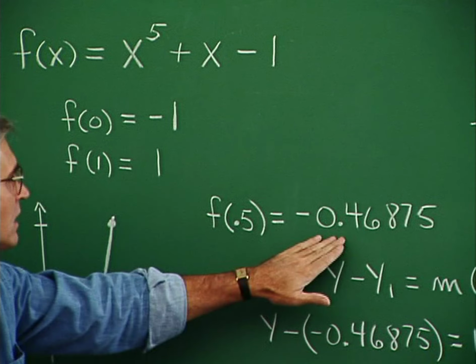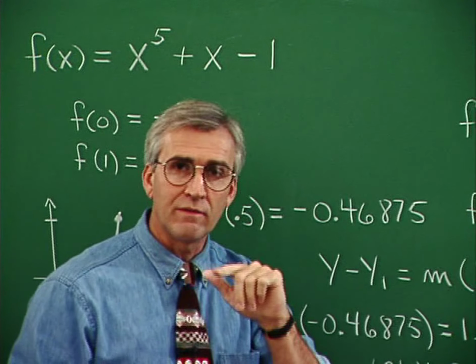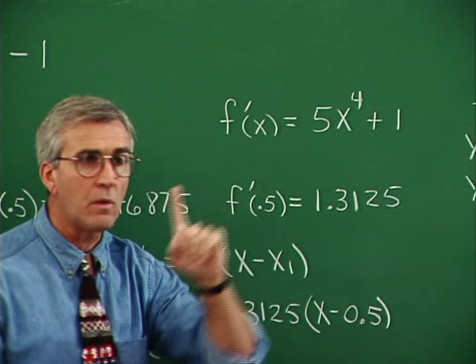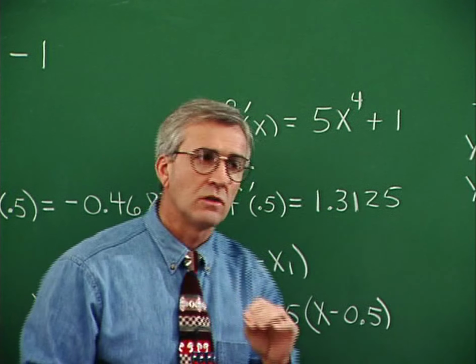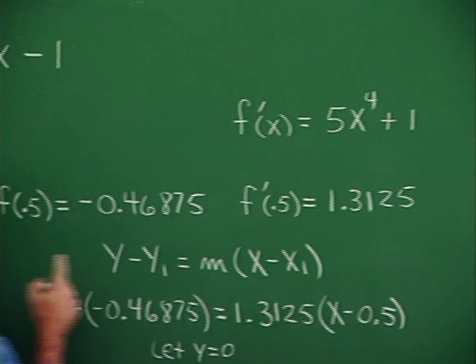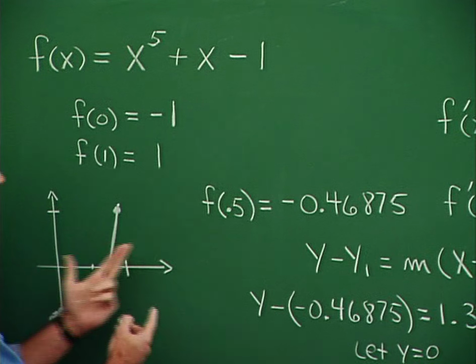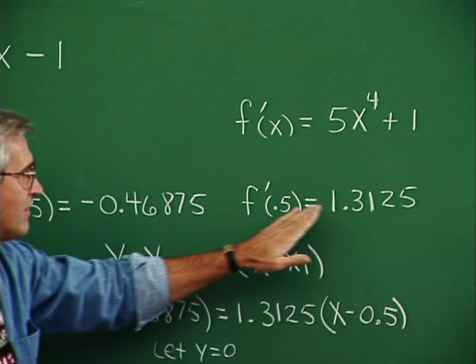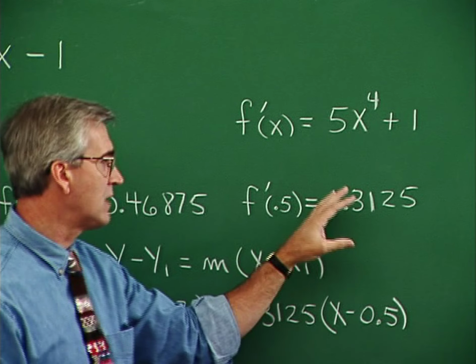Okay, that's that point. Now, we want to find the derivative, and the derivative is 5x to the 4th plus 1. You see, we want the slope of the tangent line at that point. The slope of the tangent line at this point, that is what we're looking for. So we find the derivative. Here's the derivative. And then f prime at 0.5 is 1.3125. Okay, that's the slope of the tangent line at that point.